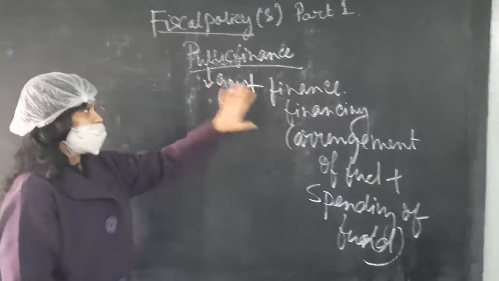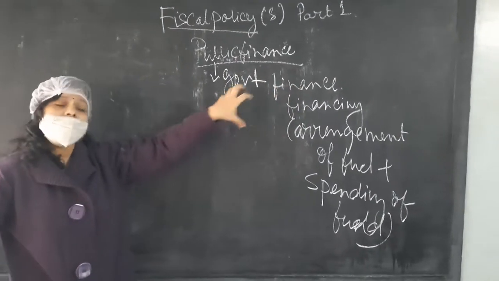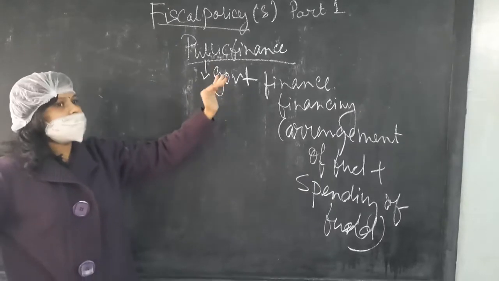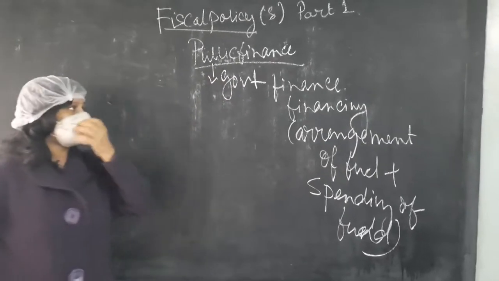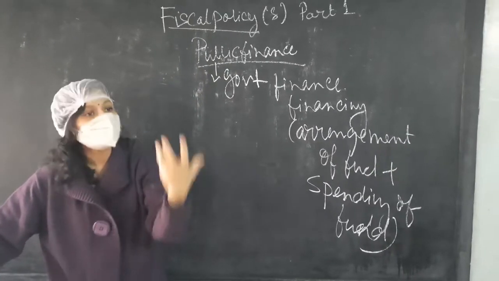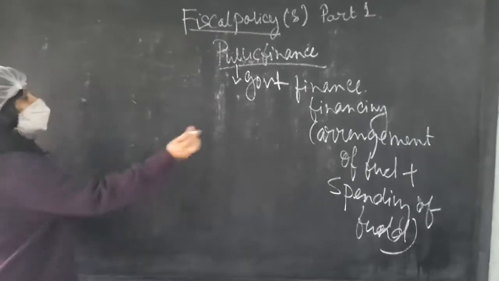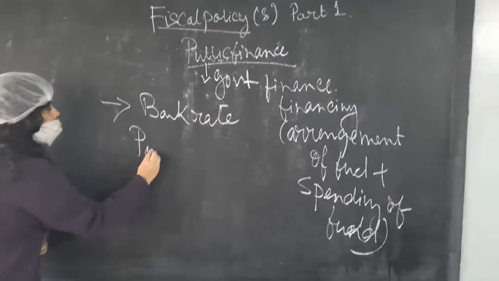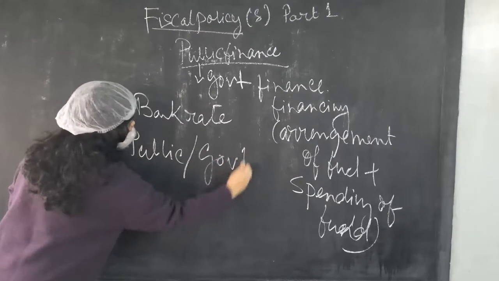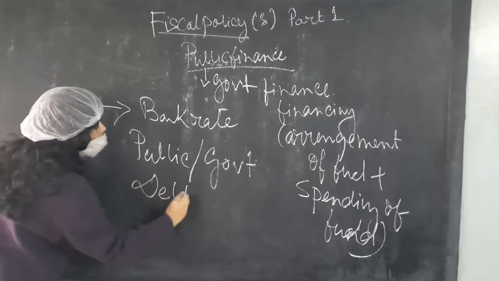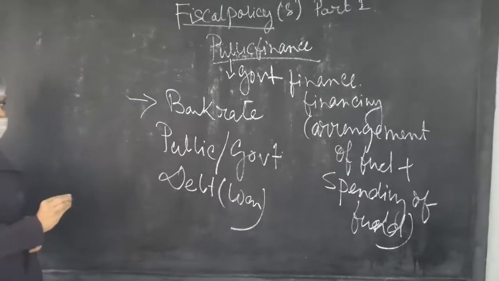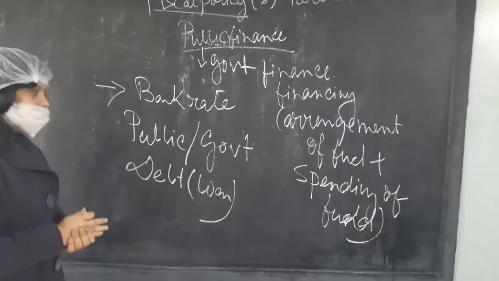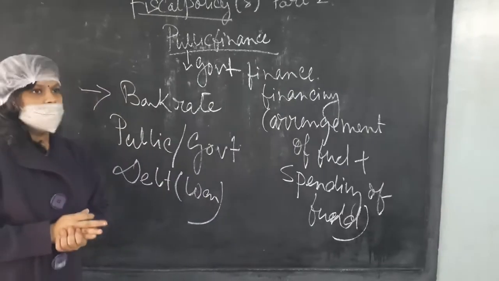So what do you mean by public finance? Public finance deals with government income or government collection and government expenditure. Okay, understood? So public finance deals with government revenue collection and government expenditure. Apart from that, it also deals with the bank rate, and public or government debt. Here public stands for government. Debt means loan. So public finance deals with government revenue collection, government expenditure, fixation of bank rate and government debt or loan.